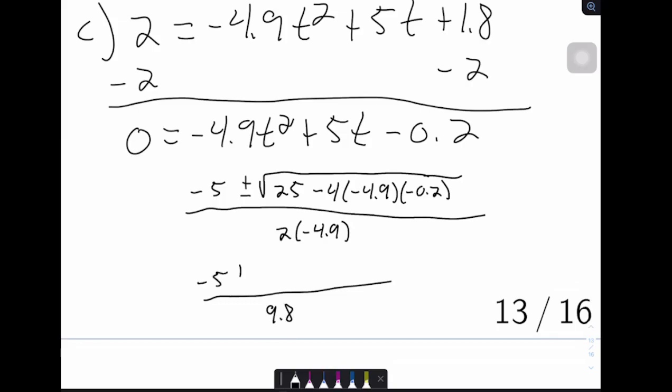Negative 5 plus or minus square root of 25. I'm going to go ahead and calculate the rest of this. So negative 4 times negative 4.9 times negative 0.2. Okay, I get a negative 3.92, so I can take the square root of that.